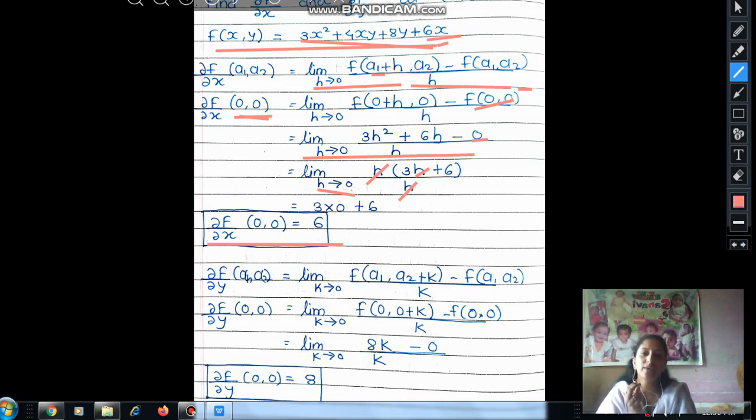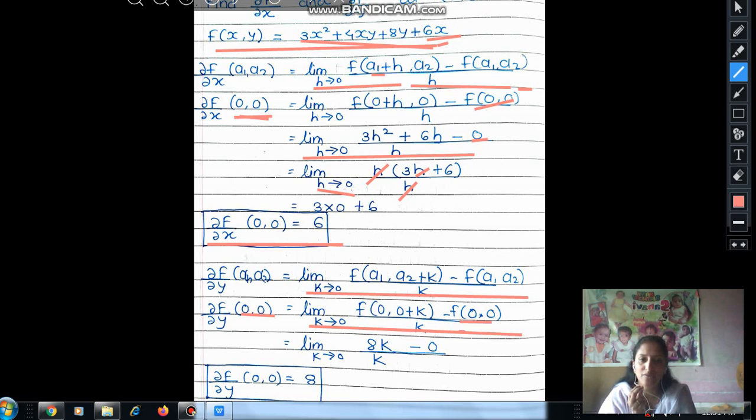Okay. Now we calculate the derivative dou f by dou y at point (a1, a2). Now calculating dou f by dou y, we add this k in the second coordinate, means y coordinate. So the definition will change. Limit k tends to 0, f of (a1, a2 plus k) minus f of (a1, a2) upon k. We have to find this value at (0, 0). Therefore, value of a1 and a2 is 0. So, putting a1 and a2 as 0, we get limit k tends to 0, f of (0, 0 plus k) minus f of (0, 0) upon k.